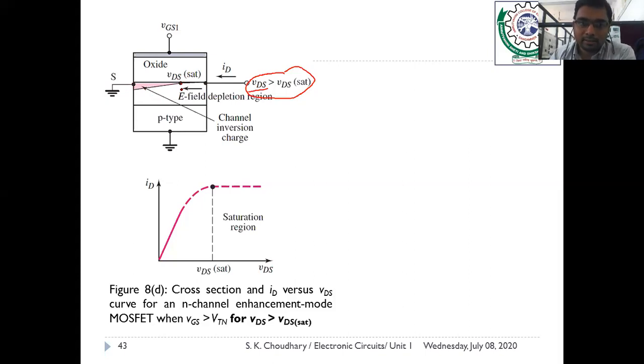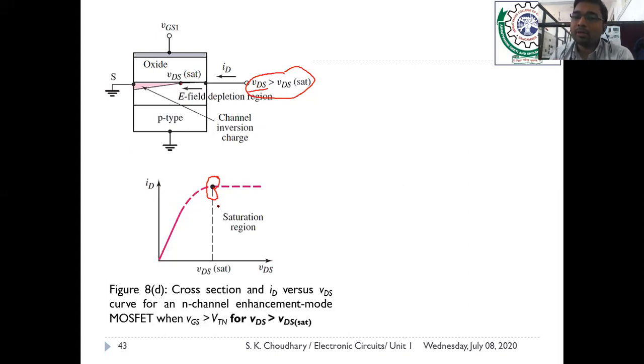So in this case, now the question arises: would the drain current become 0 or would it remain present? So the answer is the drain current would not become 0. It would remain present in the transistor. And what is the value of the drain current? It would now become constant. Whatever the value of the drain current at the saturation point, the same value would be maintained. It neither increases nor decreases.